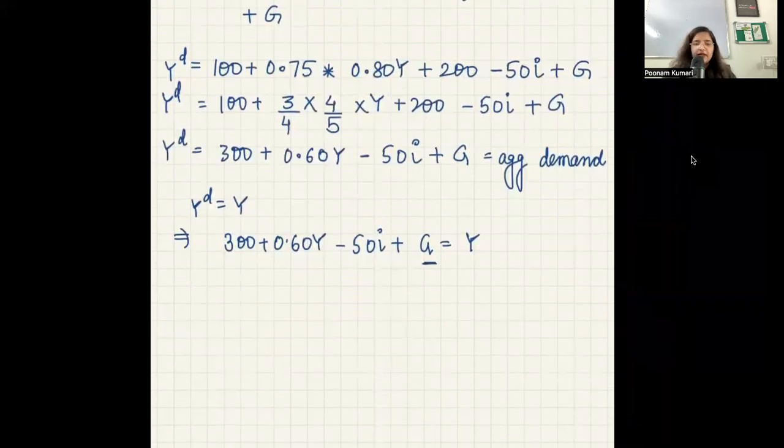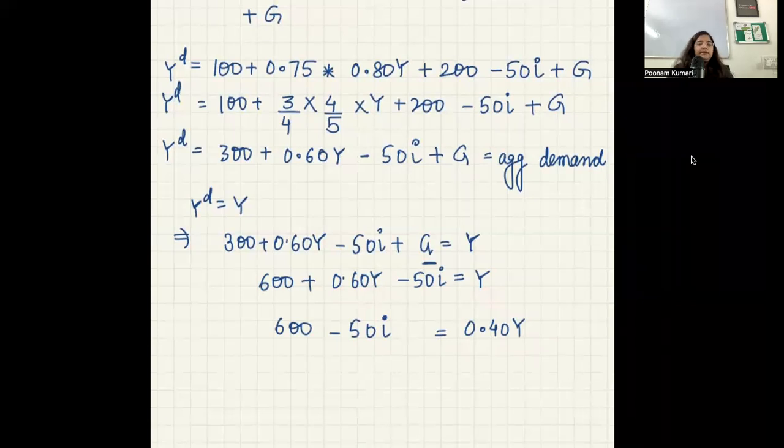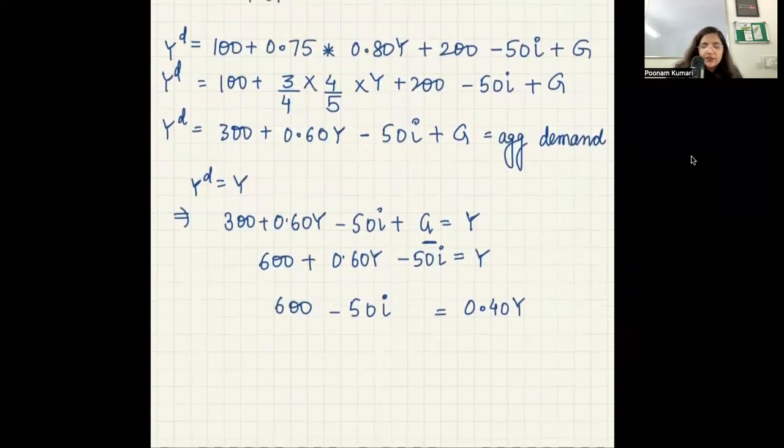So if I write 300 here, 300 plus 300 becomes 600 plus 0.60y minus 50i equals y. That is what we have here. And when you bring it to this side, you are going to get 0.40y, and here you will have 600 minus 50i. Okay. So अब हमें निकालना था IS equation, ठीक है? So you can just leave it here also, that okay, this is the IS equation.